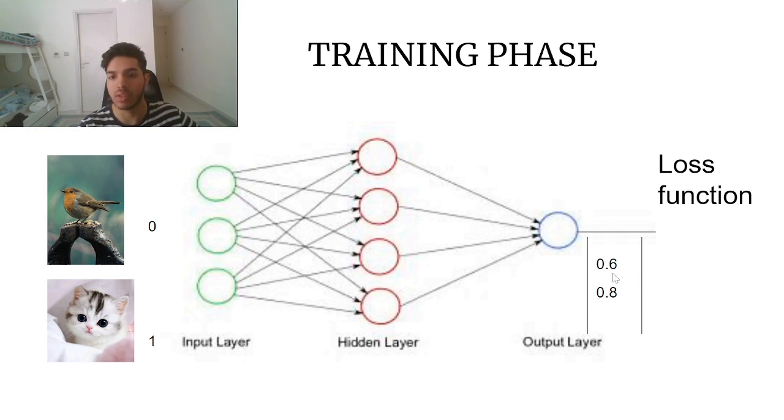Now these are probabilities. A value of 0.6 means that the neural network thinks that there's a 60% chance that this image contains a cat, and the second value, which corresponds to this image right here, a value of 0.8, means that the neural network thinks that there's an 80% chance that this image contains a cat. These are our predicted values. Then we have the loss function, which gives us a measure of how well our neural network performs. It does this by comparing our predicted values against the actual values, which are these right here.